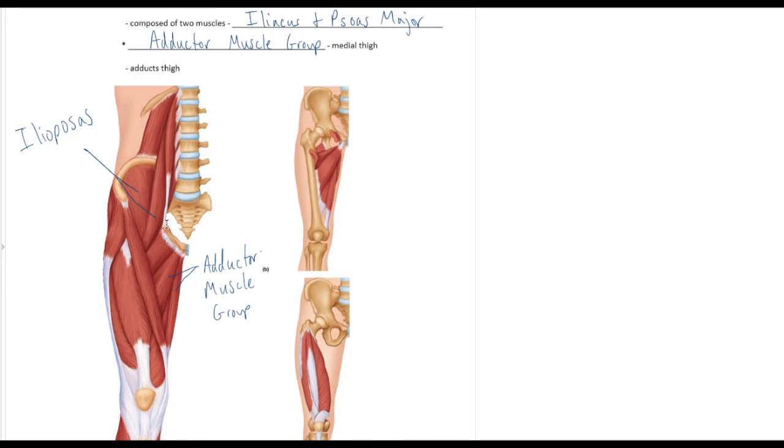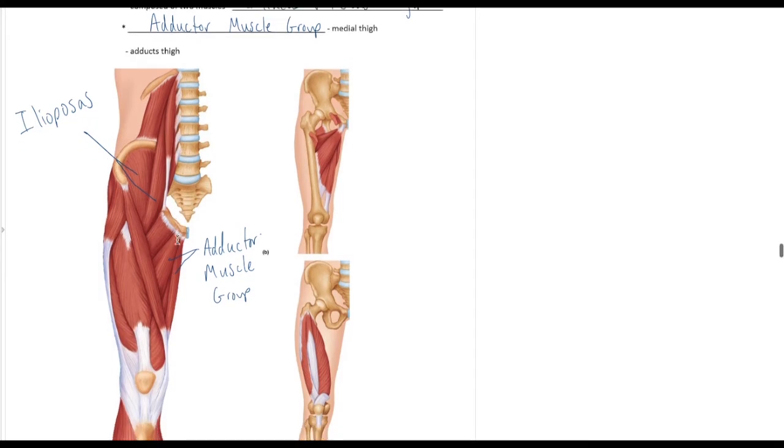Or adducts is pulling it towards, sorry. So here's our iliopsoas, our two muscles here are psoas major and our iliacus. And then we have our adductor muscle group, and it's on the inside of the leg because that's when we contract it, we're pulling the leg into the body.